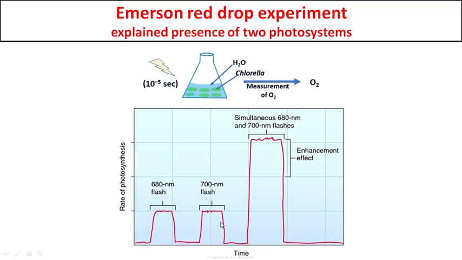Fine. After that, when they provided 680 and 700 together, so now this light has 680 nanometer as well as 700 nanometer, they saw that the rate of photosynthesis increased 3 to 4 times. So here you can say that 680 and 700, both of them are required for photosynthesis, and these separate peaks showed that there are two types of chlorophyll A. Clear? So this explained the presence of two types of photosystem. Clear? Emerson's red drop experiment.